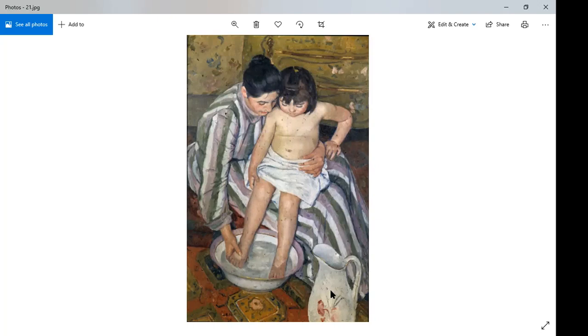The rhythm is obvious with the arms, hands, legs, the stripes of the mother's dress, and so forth. The largest mass, clearly the mother, then the daughter, and then probably a close second, or third rather, would be the dresser. And I guess fourth would be the basin. That's how they bathed, right? They didn't have indoor plumbing, at least in many parts of Paris.